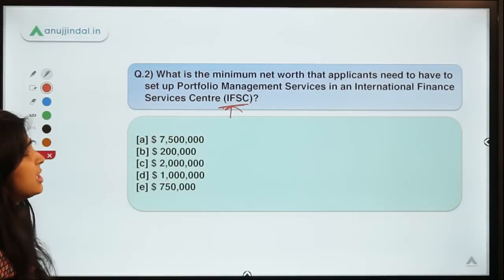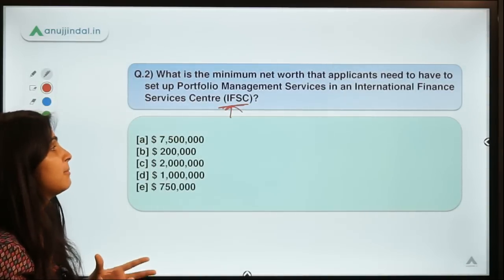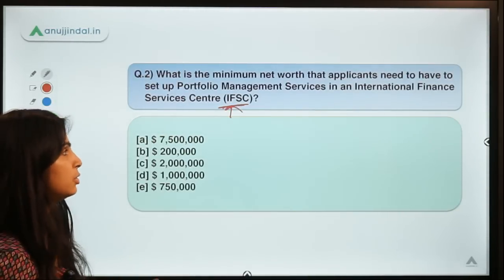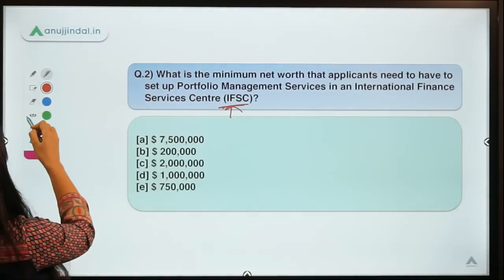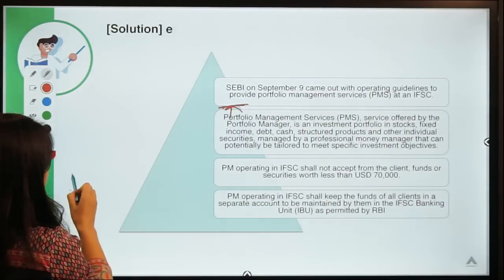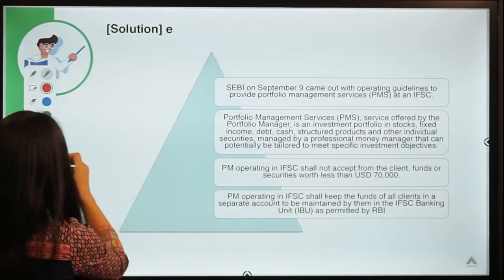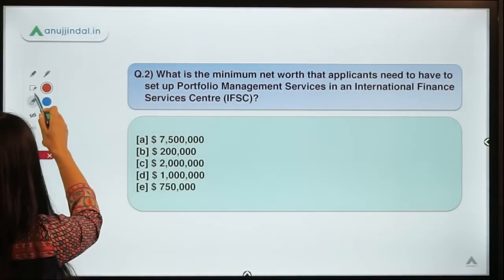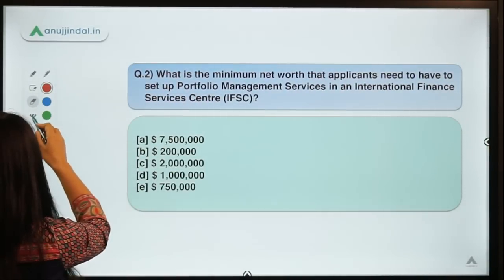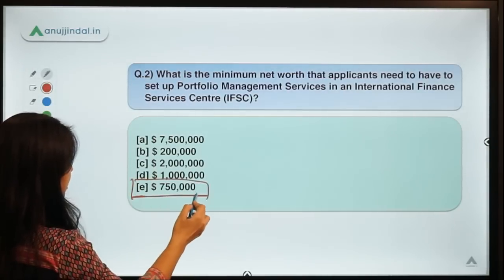Okay, a very simple question. It asks that if you are a company and you want to set up portfolio management services in an IFSC area, then how much net worth do you require, the minimum net worth? Moving ahead to the solution for this question, and the solution is E. So E means that the requirement is 750,000 dollars. E is the correct answer.